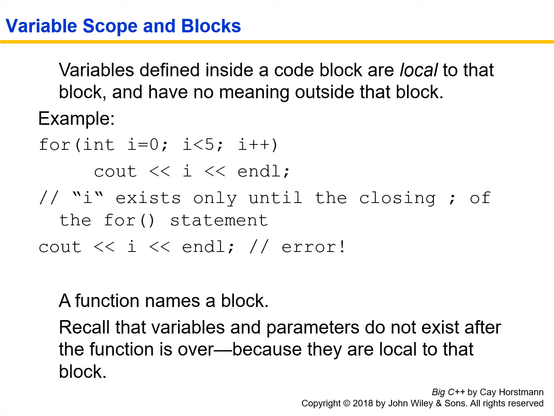A variable defined inside a code block is local to that block and ceases to exist outside that block. So the i in this case, you can see i as long as you're inside the for loop, but as soon as you exit the for loop, if you try to see i, you'd get an error, something like undeclared or unknown identifier, no variable of that name in this scope.